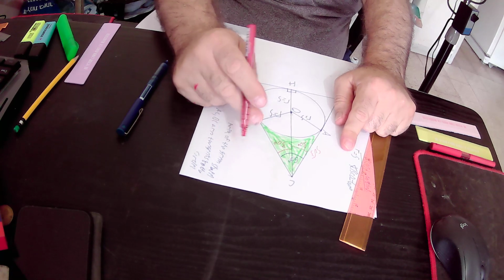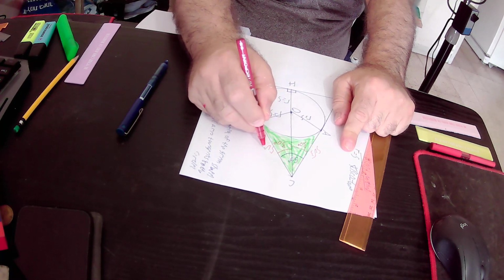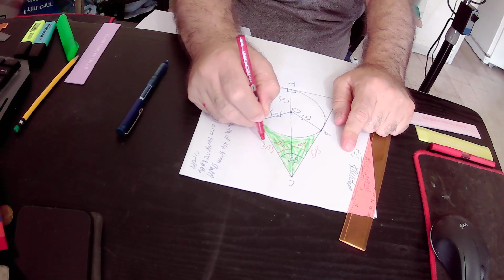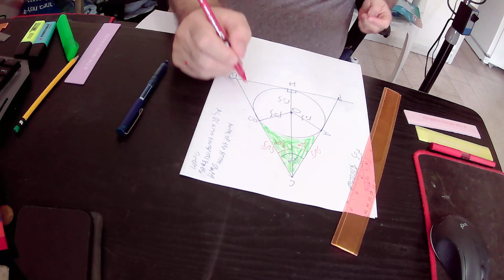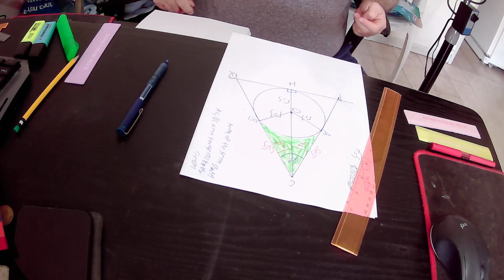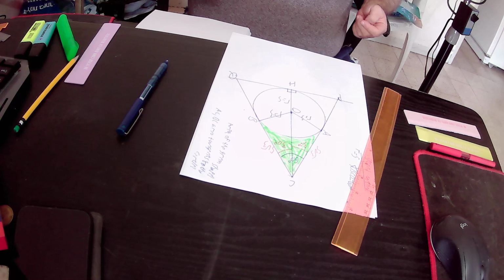AC equals BC, so BC also equals 5 times root 3 units. Now we will focus on the right triangle, triangle PCH.